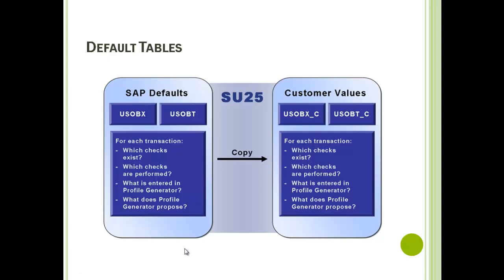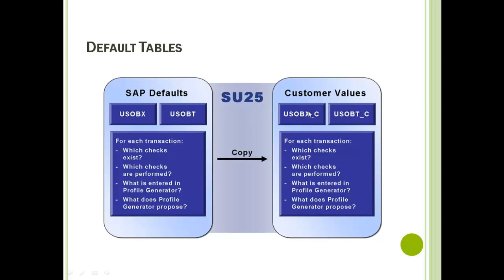However, SAP also provides an option to customize the standard authorization checks. That means you can change the values which are visible in your SU24. For that, SAP has two different tables, USOBX_C, that means for customer, and USOBT_C. These two tables are almost equal to the other two tables, but the others are used by SAP standard, and these are used by the customer.